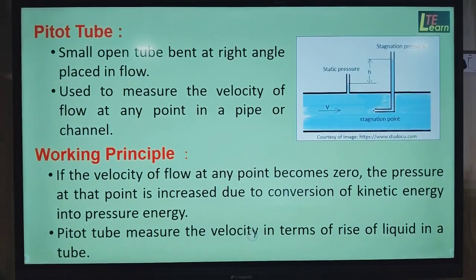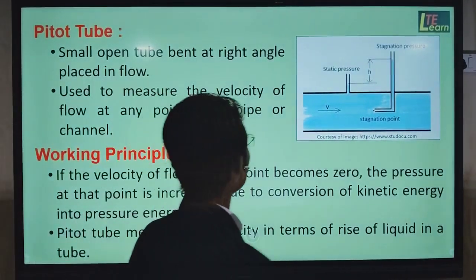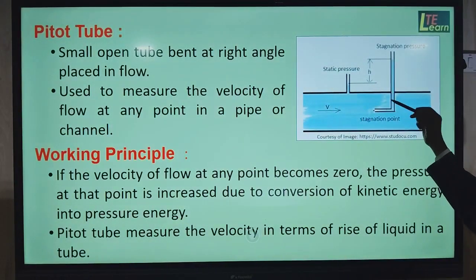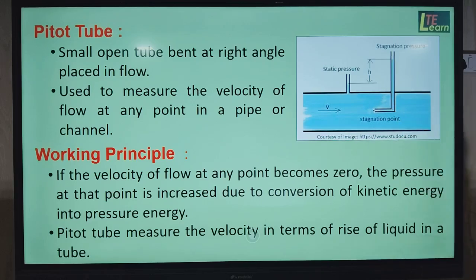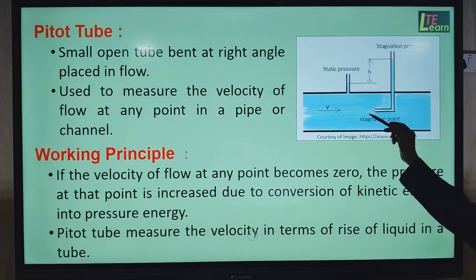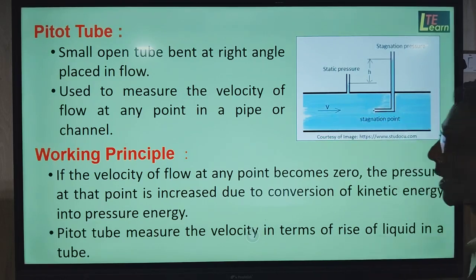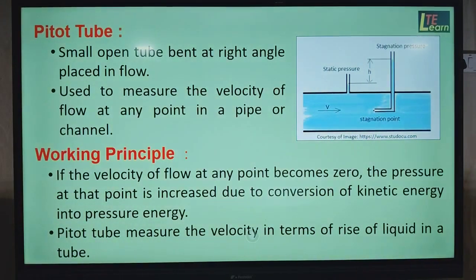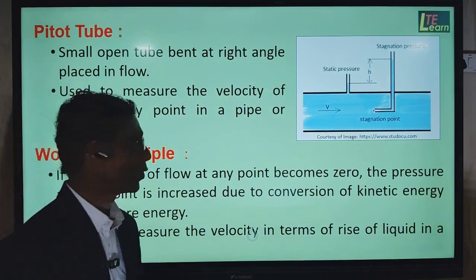A Pitot tube is a small tube bent at right angle which is placed in a flow in which we want to measure the velocity. So it is used to measure the velocity of flow at any point in a pipe or channel section. Now it works on the principle of Bernoulli's equation.